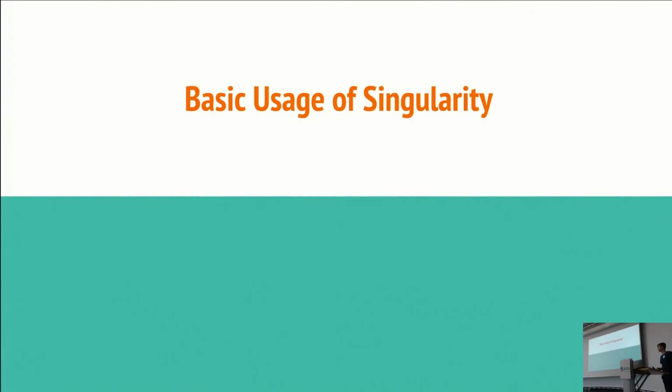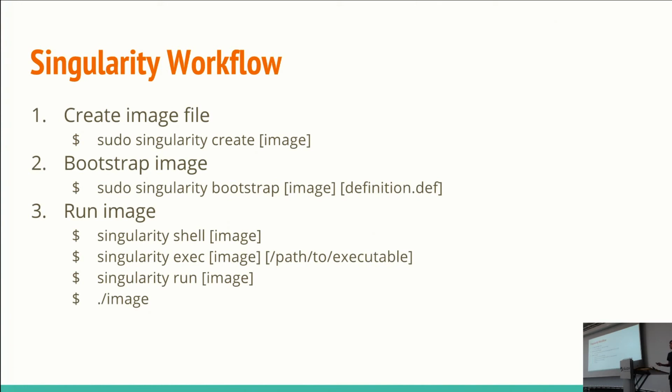So in my mind, we can split the workflow for Singularity up into three parts. You have your creation process, where you actually make the physical file on the disk, and you do that with sudo singularity create, and then give it an image name, and it'll magically create a file on your disk for you. The second part is the bootstrap part. This is kind of the special sauce of Singularity. This is where most of the interesting stuff will actually happen. As you can see, it contains this definition file here. That is a set of rules for how to build your image. It'll contain everything for installing packages, setting up configurations. All of that will be done in this step right here.